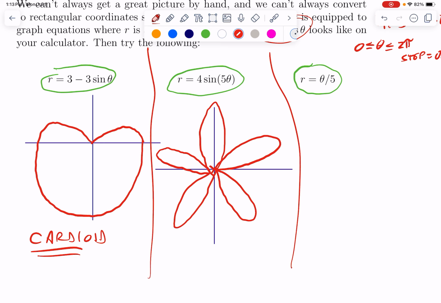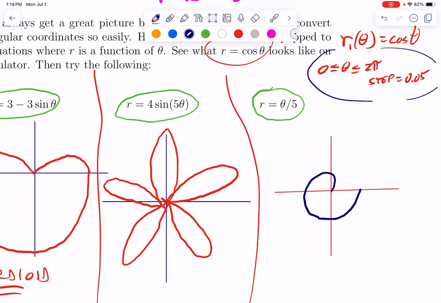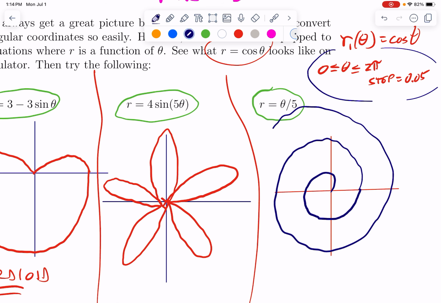And this last one doesn't actually use trig. It just says R is theta over 5. And if you graph that one, you get a spiral. Because basically what it's saying is as the angle gets bigger, the distance gets bigger. And if you stopped it at 2 pi, it'll just stop there. But theoretically, if you changed the bounds here, it would just keep spiraling and spiraling.